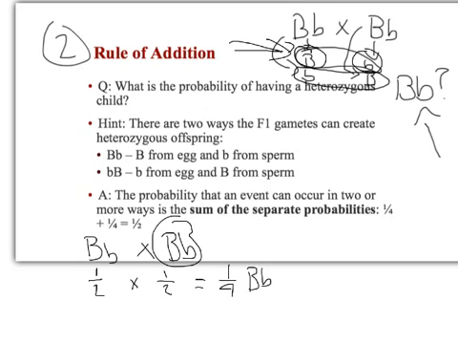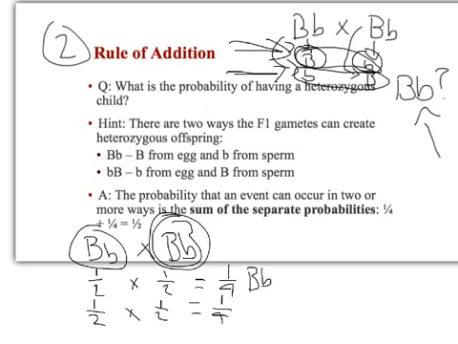So now let's calculate the probability of this one happening. There's a 1/2 chance of this first parent right here giving a little b. And there's a 1/2 chance of this parent giving a big B. So if I multiply those together, I get a 1/4 chance of little b, big B. Now because these are two ways to get to the same outcome, I can add them together using the rule of addition, and I get a total of 1/4 plus 1/4, that's 2/4, or a 1/2 chance of having a heterozygous offspring.